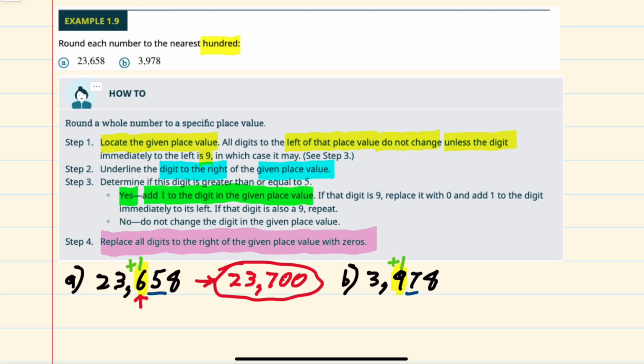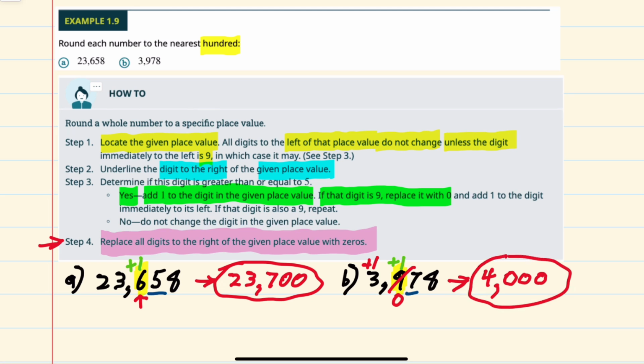We're adding 1 to the 9, and we're told that if it is a 9, we replace it with a 0 and add 1 to the digit immediately to its left. So add 1 here. That means our first digit is now a 4. The place value that we were rounding to is a 0. And then in step 4, we are again replacing the remaining digits with zeros. So replacing the 7 and 8 with zeros, we have our rounded number as 4,000.